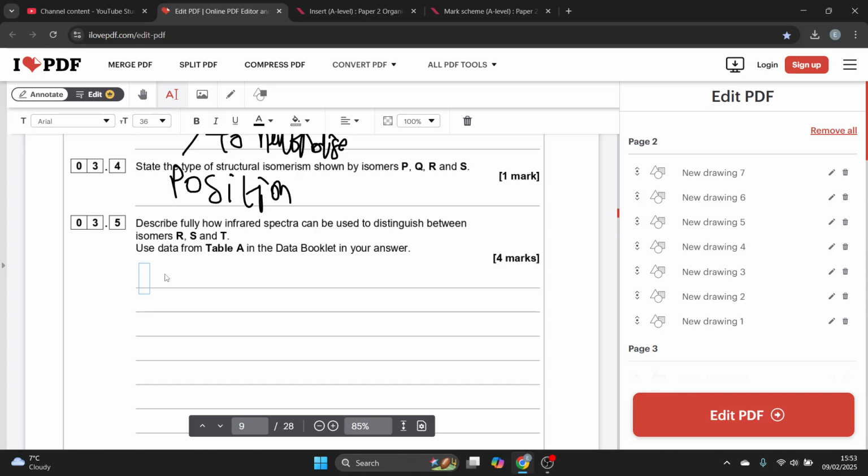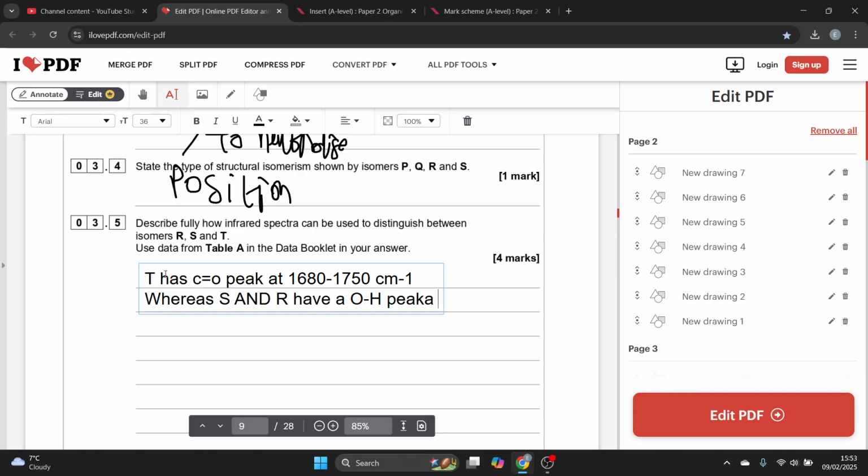Data sheet, table A. I know carbonyl group 1680 to 1750. So I know T has C=O at 1680 to 1750 centimeters to power -1, whereas S and R have an OH peak at 3230 to 3550 centimeters to power -1. Again, all of this information of centimeters to power -1 comes from table A.